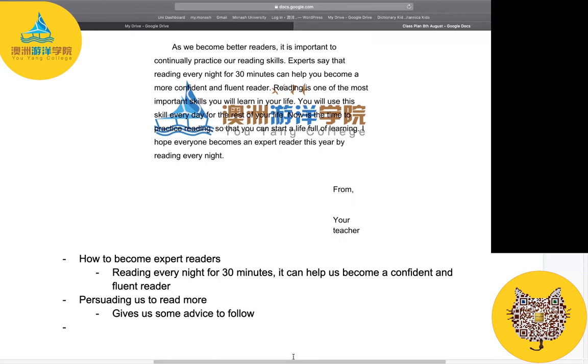Yeah, exactly. Everyone would love to become a confident, fluent reader because it makes them feel good and it makes you feel a lot stronger in your studies. So that's one point they used to persuade us. What's another point? Lewis, Brady? Any ideas? What is this letter saying to persuade us? How are they trying to do it?